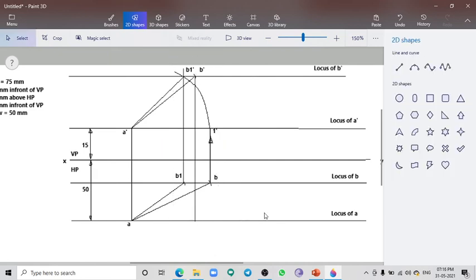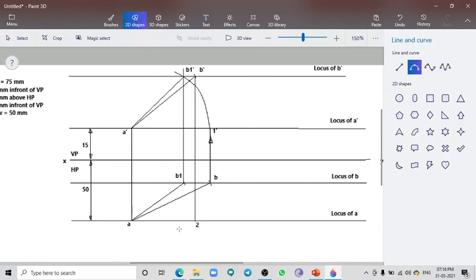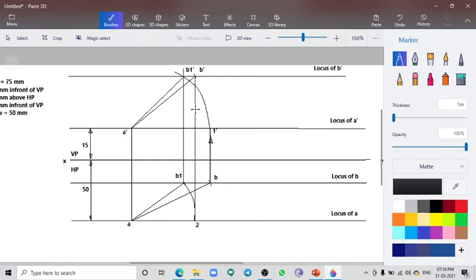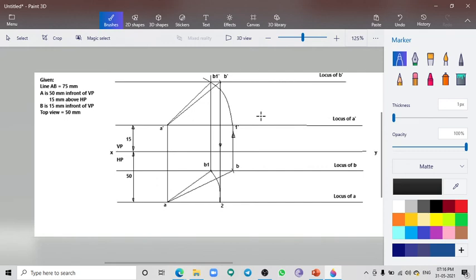Okay, I'm going to name that point as 2. After this we have to draw an arc. How to draw the arc here: you have to measure the A dash distance between A and point 2. Take this distance and, keeping A as center, draw an arc. And that arc will meet point B1. Okay, so this is the direction of this line. Okay, so finally we have completed the sum.